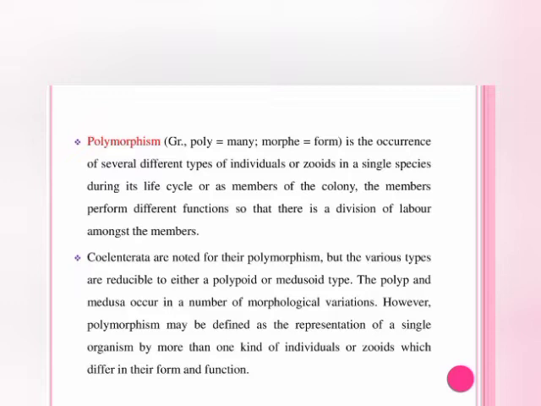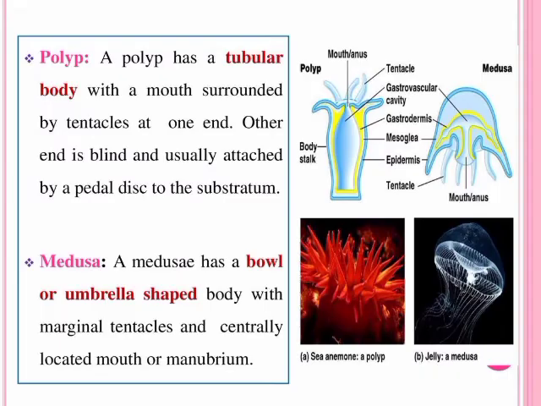Basic polymorphic forms. The diverse polymorphic individuals of Cnidaria are the individuals of two basic forms, namely polyps and medusa, which themselves are derived from each other.